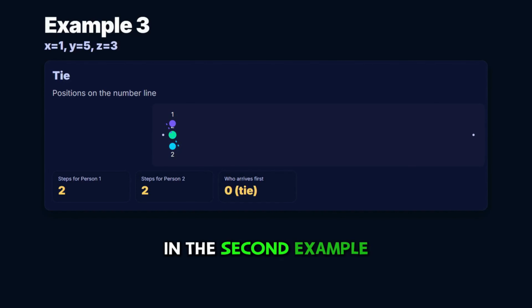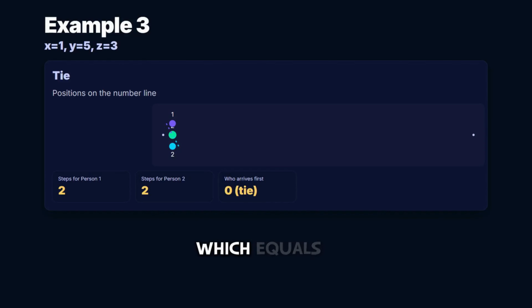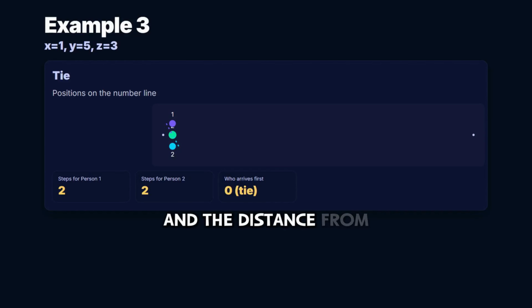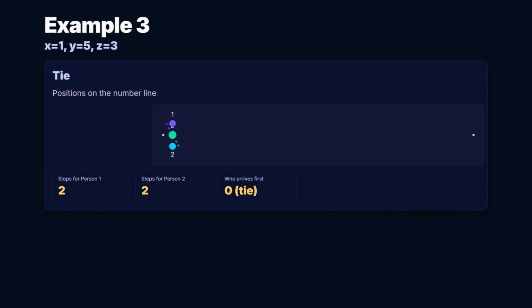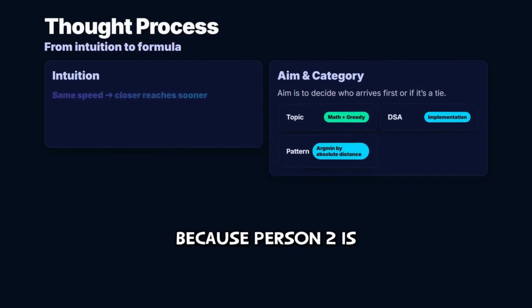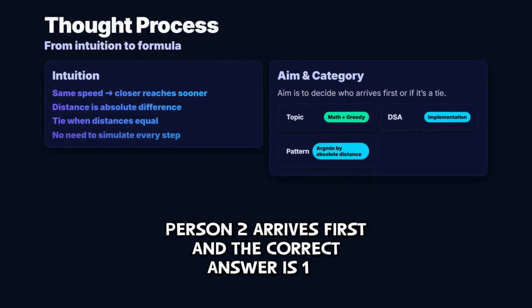In the second example, the distance from person 1 to the friend is 6 minus 2, which equals 4, and the distance from person 2 to the friend is 6 minus 5, which equals 1. Because person 2 is closer to the friend, person 2 arrives first, and the correct answer is 2.